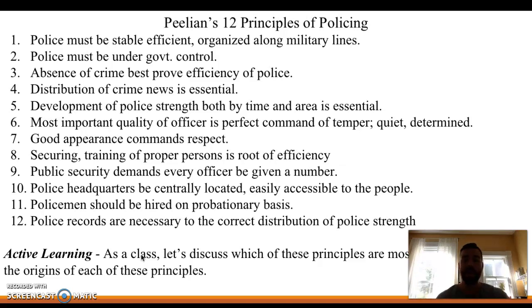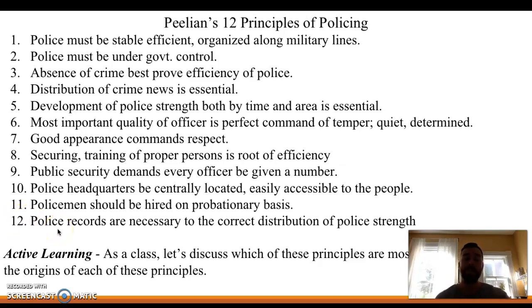Number 8, he argues that the root of efficiency in a police department is proper training. So he's going to push for the idea that if you're going to be a police officer, you should go through training. We're moving away from this idea of 15-year-old boys just volunteering to individuals that are professionals and are trained to do this job.